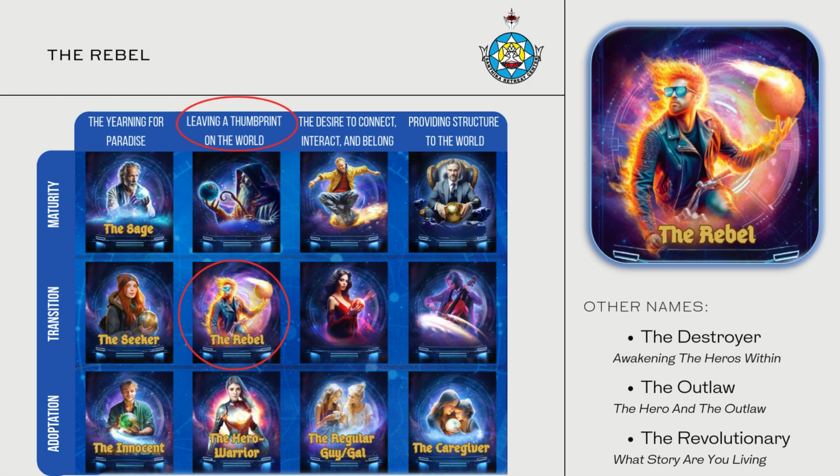Rebel is simpler, universally understood, and alive in everyday language. It covers the full spectrum, from personal defiance to cultural revolution. It carries fewer dark or extreme associations than destroyer or outlaw, while still holding the transformative energy of the revolutionary.